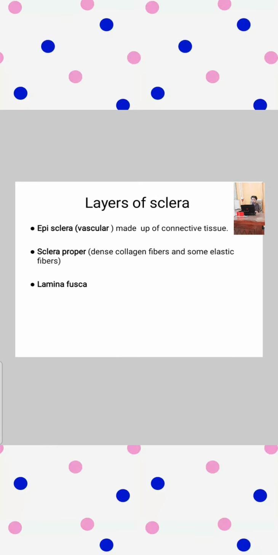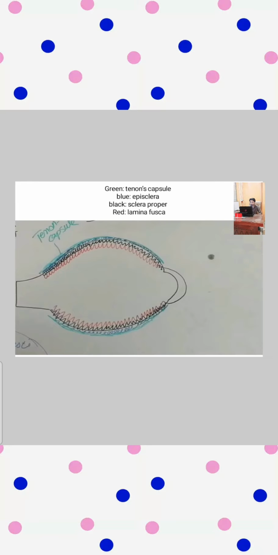Now, how many layers does the sclera have? There are three layers of the sclera: episclera, sclera proper, and lamina fusca. Episclera is made up of connective tissue, and sclera proper is of dense collagen fibers and some elastic fibers. Here in the diagram you can see the green line represents the Tenon capsule, the blue is episclera, the black is sclera proper, and the red one is lamina fusca.